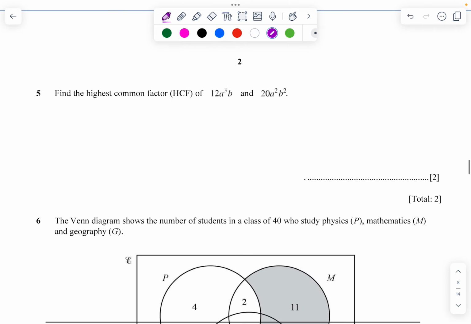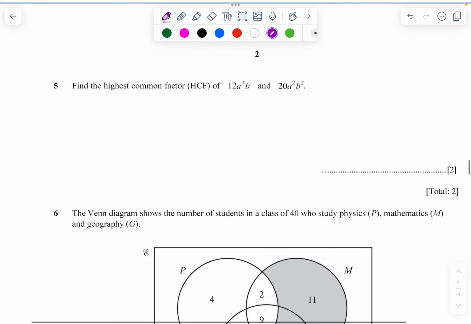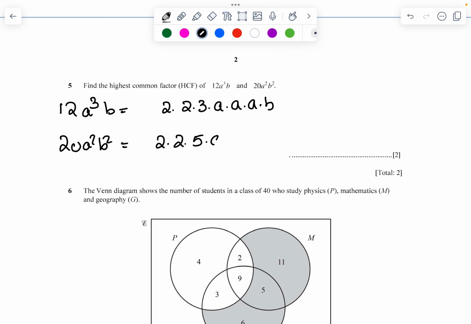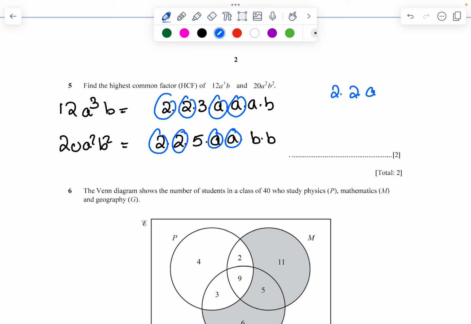Write the highest common factor of 12a cubed b and 20a squared b squared. 12a cubed b can be written as 2 times 2 times 3 times a times a times a times b, and 20a squared b squared can be written as 2 times 2 times 5 times a times a times b times b. Now see, 2, 2 over there, 2 over there, a, a over there, and another a. So it is 2 times 2, a times a, and we have a b also. So the answer is 4a squared b.